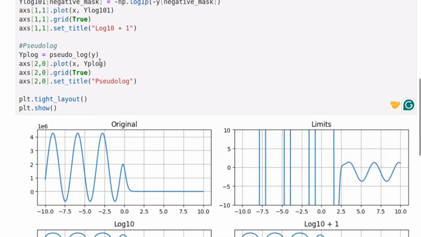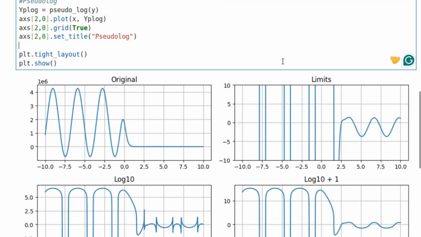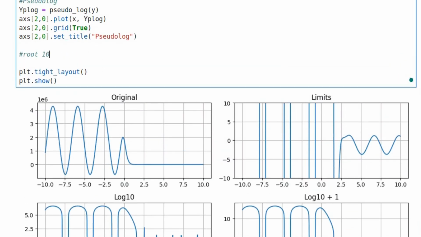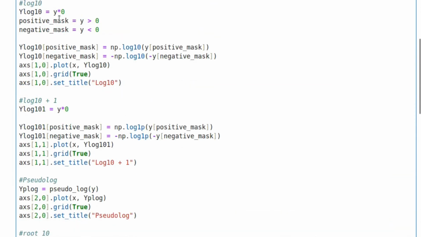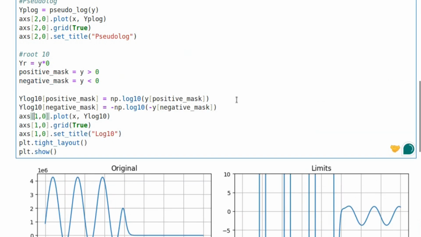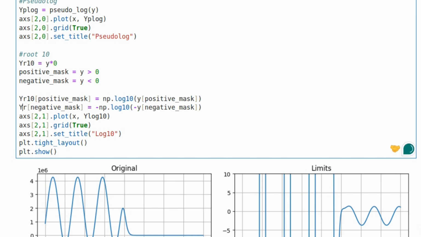Another prominent way of scaling is to take a root of high power, for example the root of power 10, or just raise everything to the power 1 over 10. And again, we need to split into positive and negative masks. So let's have a look at what happened. You just do the power of 1 over 10. For roots with odd powers like the root of power 3, power 5 or power 9, you do not need to split into positive and negative masks, but Python unfortunately cannot manage to work with this.